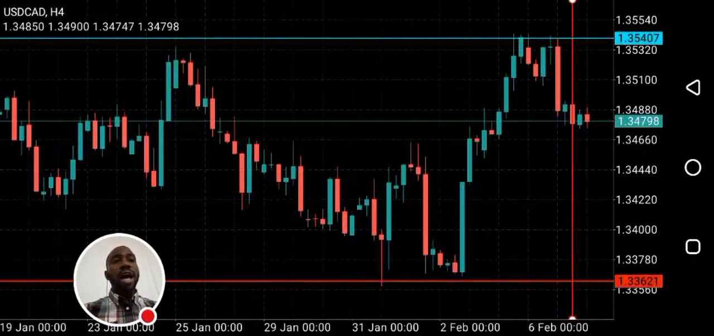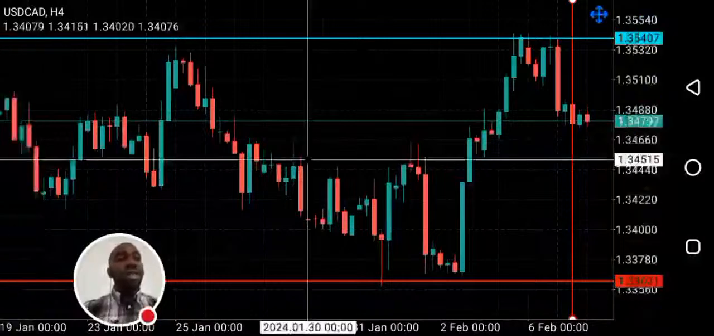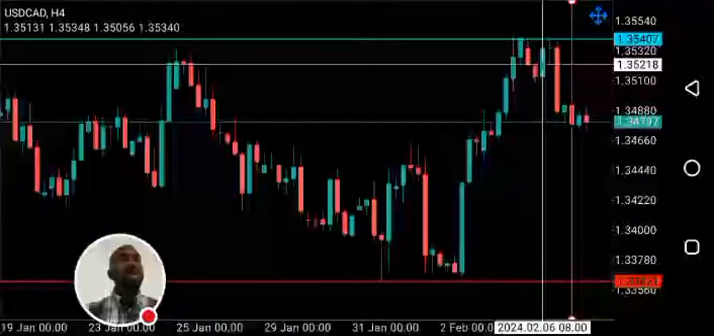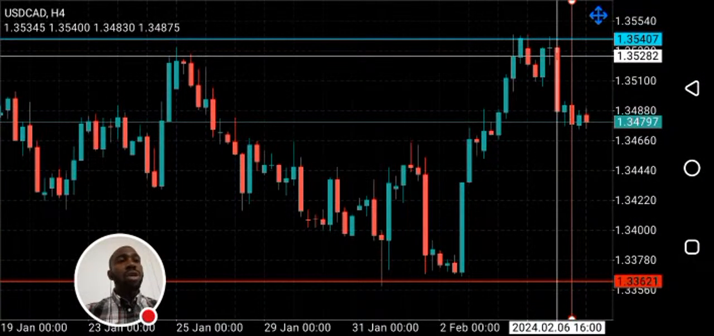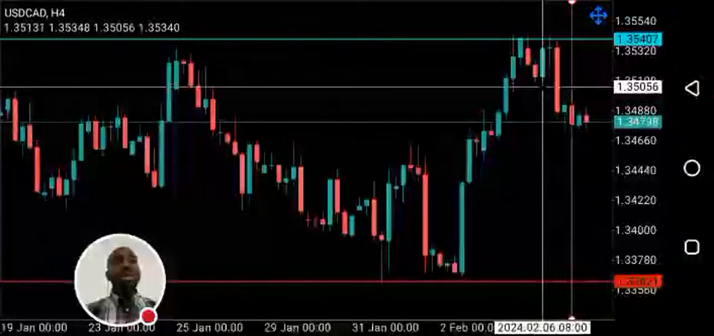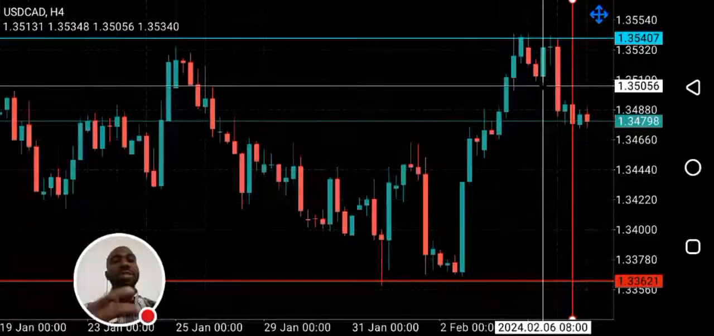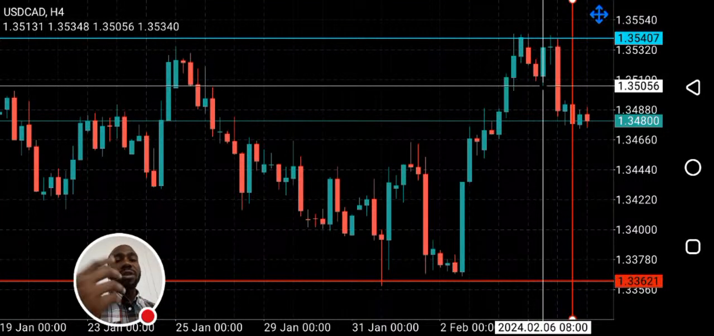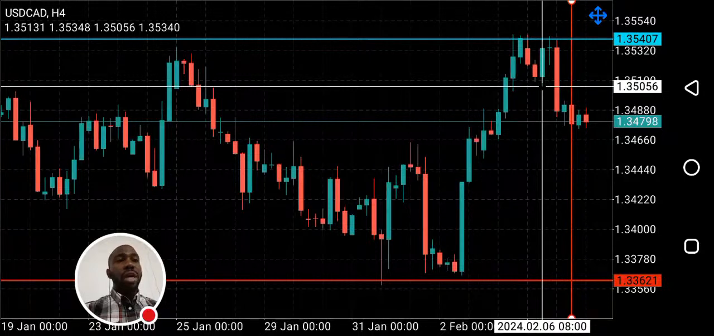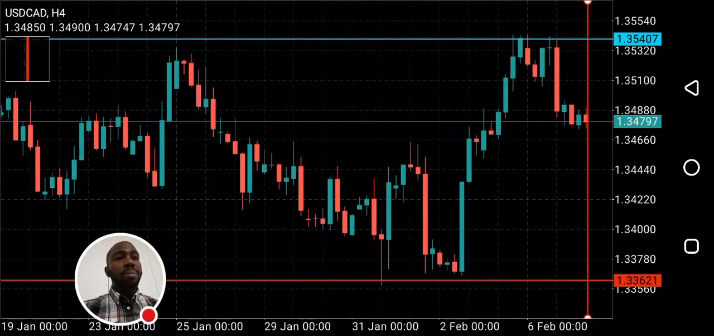Can you see what we had on 4 hour? We had a bearish reversal pattern. We had a doji here, and the next candle closed as an engulfing candle. This candle engulfed the doji, and it engulfed this bullish candle. So we had a bearish reversal pattern, and that tells us that today we should be looking for a sell opportunity. So today my bias on USD CAD is bearish.